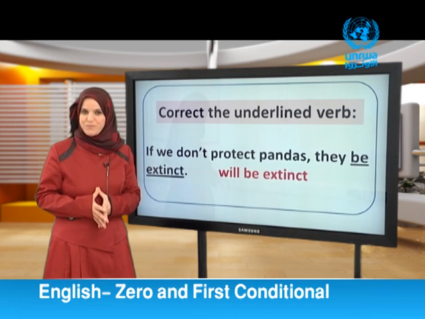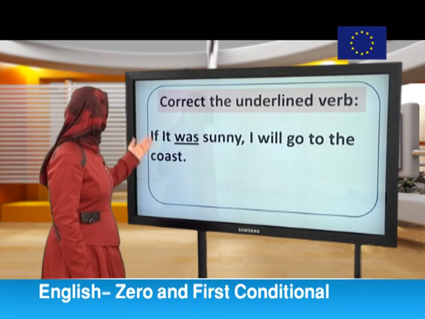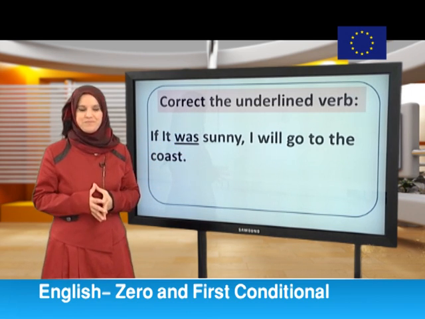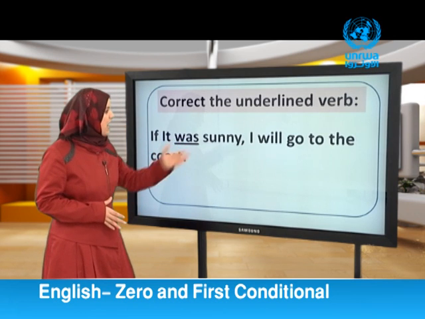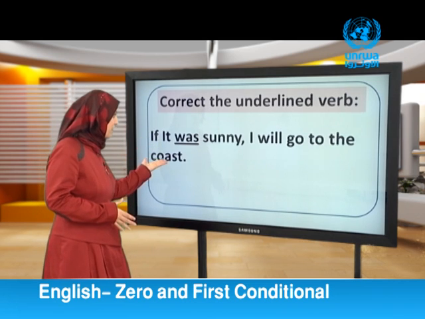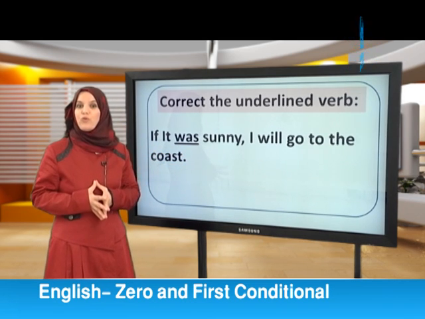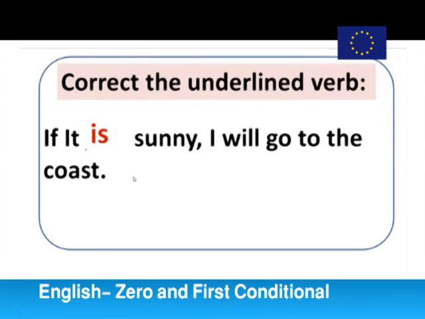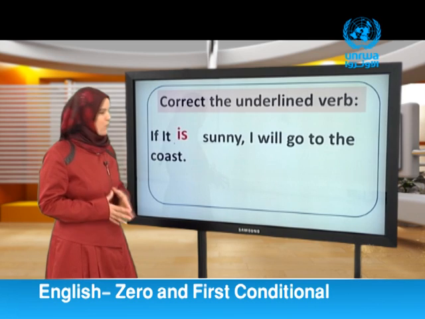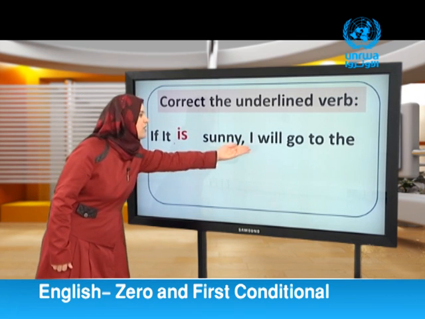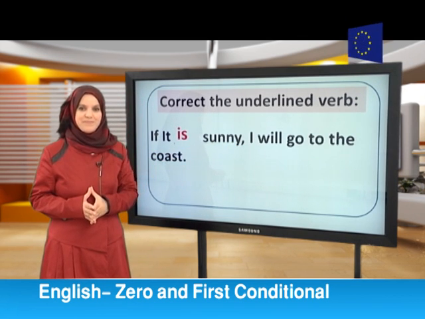Let's move to number 2. If it was sunny, I will go to the coast. This is an expected result if the weather is sunny. Can you correct the verb? Great. The correct answer is, If it is sunny, I will go to the coast. We have present simple tense in that condition, and we have future simple in the result. Next one.